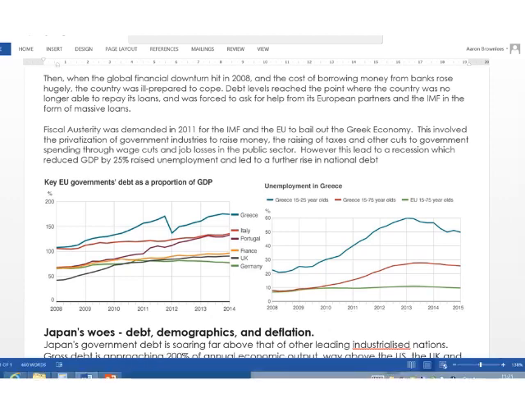This involved privatisation of government industries, so we've got some application there, some examples of how we cut the debt, raising of taxes and cuts to government spending through job losses. However, this led to a recession which reduced GDP by 25%, raised unemployment and led to a further rise in national debt. So again, we've got the negatives and the positives within that, but we need to explain those in economic terms and use aggregate demand and supply graphs to explain that as well.